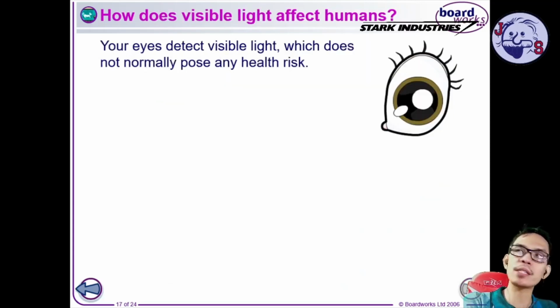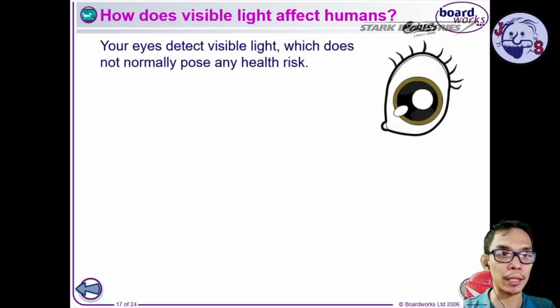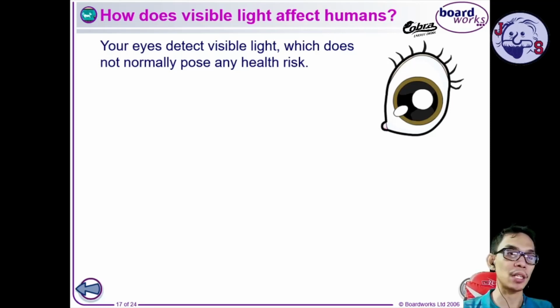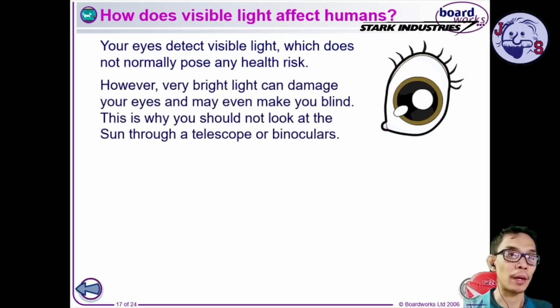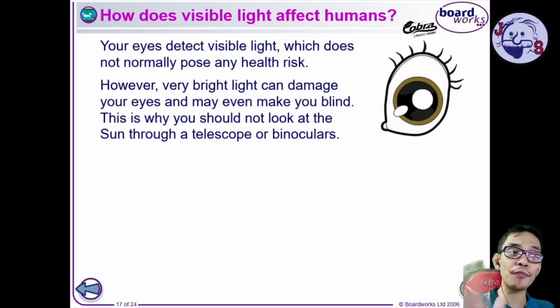Next one is visible light. What is special about visible light is that this is the only part of the spectrum that our eyes can see. It took a million years before our eyes evolved into the eyes that we have right now. Is visible light harmful? They are not harmful after all.